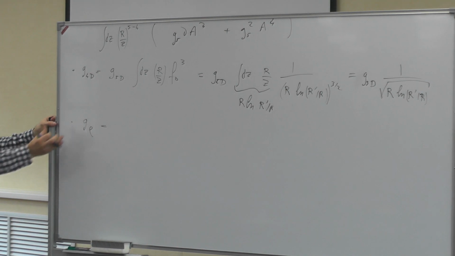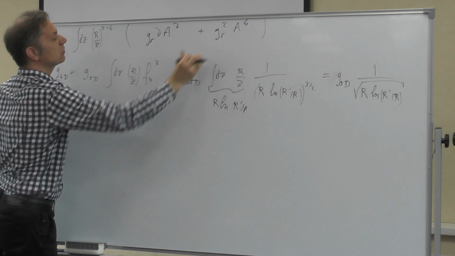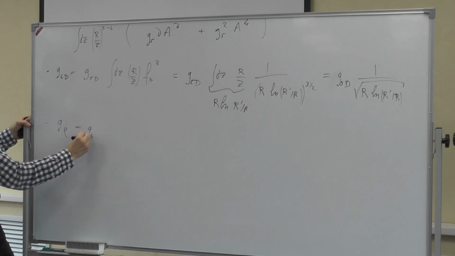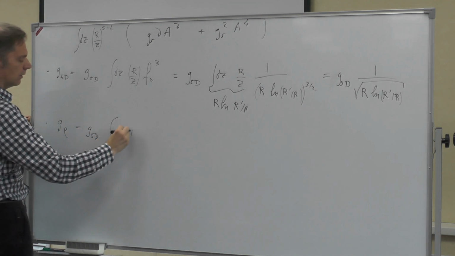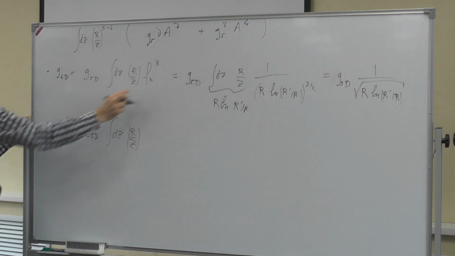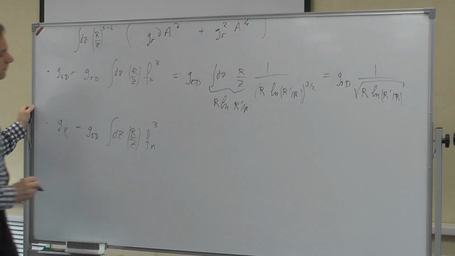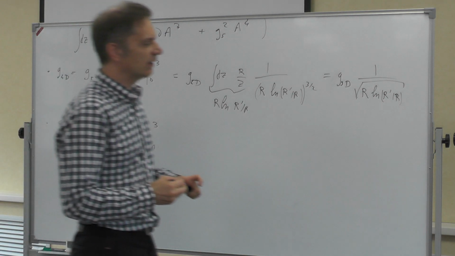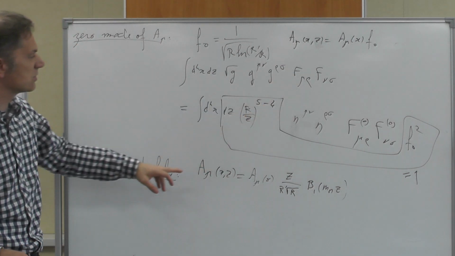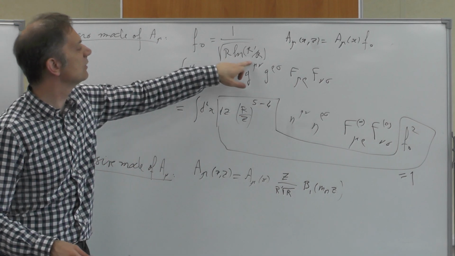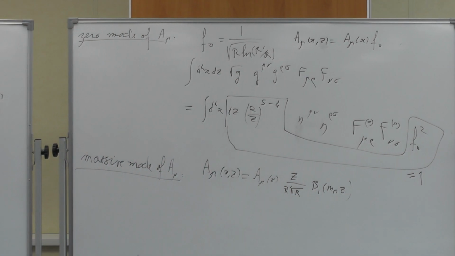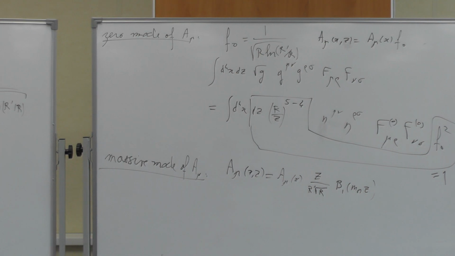And again, those interactions originate from the same gauge interaction in five dimensions. So it will be again g5D, dz, r over z. But now you have to use the wave function of this Kaluza-Klein excitation and not the wave function of the zero mode. So it will be fn cubed. And what we have seen is that fn has a slightly different normalization compared to the zero mode. There is no log suppression, for example. The massless mode has this log suppression, which is not present for the massive Kaluza-Klein excitation.